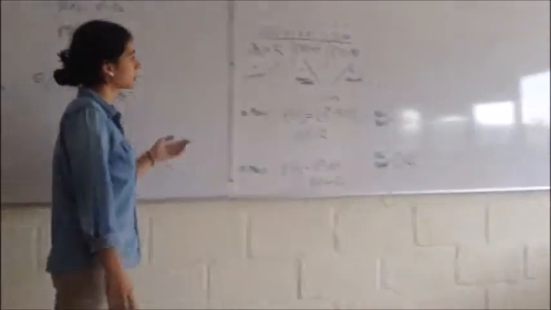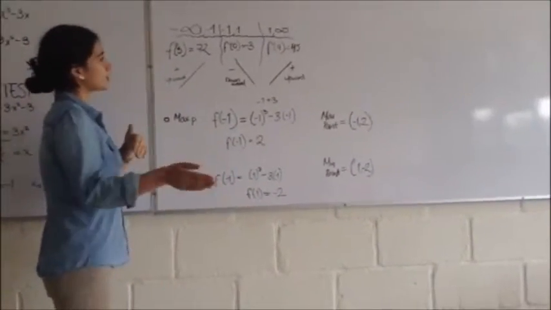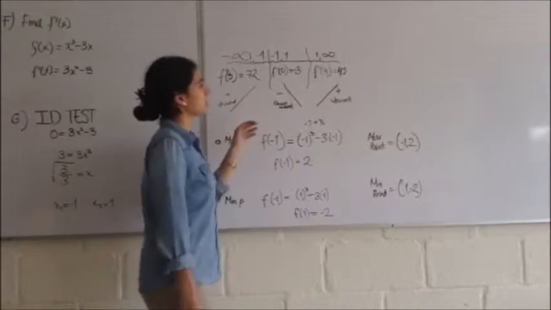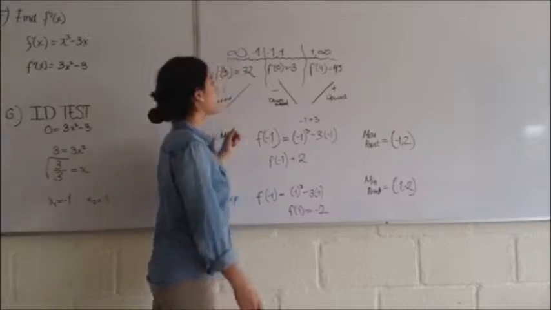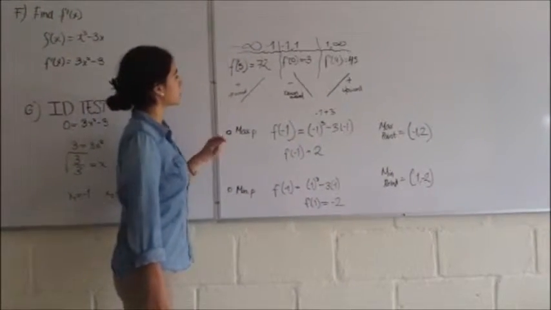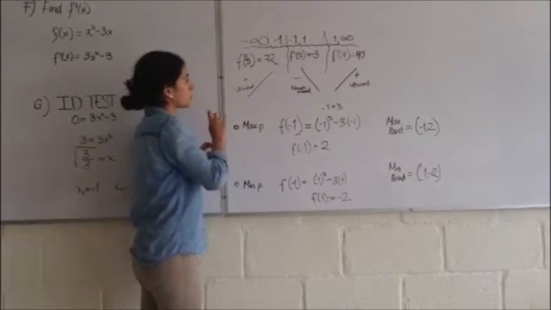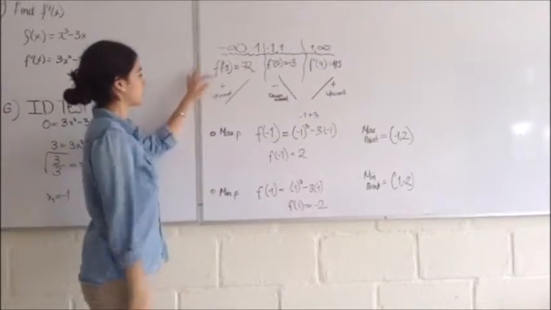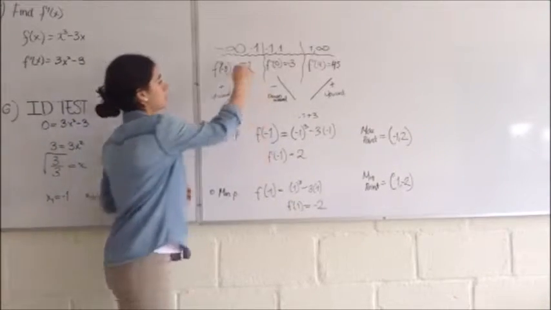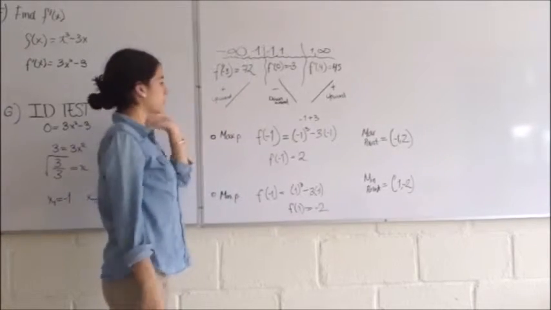So we make the chart with the intervals minus infinity to minus 1, minus 1 to 1, and 1 to infinity. We select one point in each interval and substitute it in the first derivative. First we choose minus 5, and we obtain the result 72. This is a positive number, so in this interval the function goes upwards.